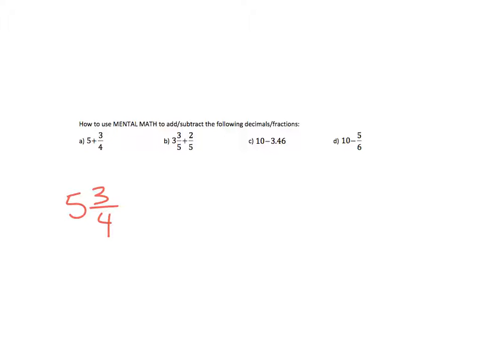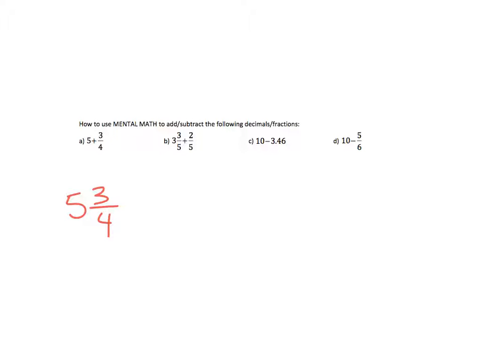Okay, think about it in terms of money. If you have $5 and you have 3/4 of a dollar, how much total would you have? 5 plus 3/4. Well, you have $5.75. Well, 75 cents is the same thing as 3/4.